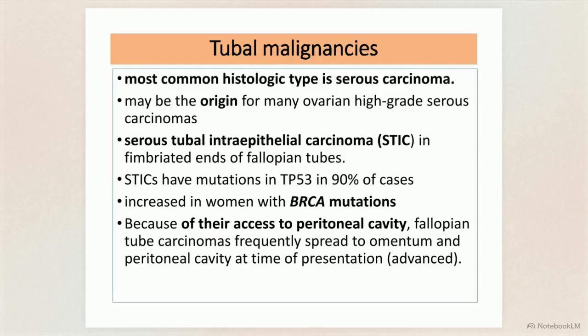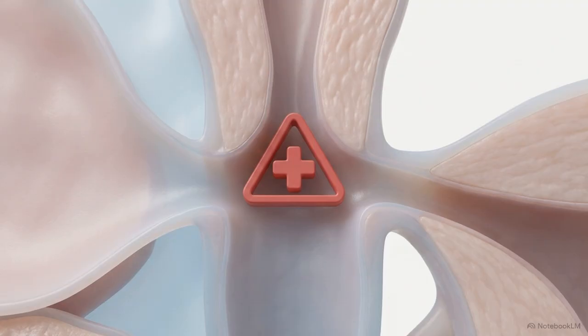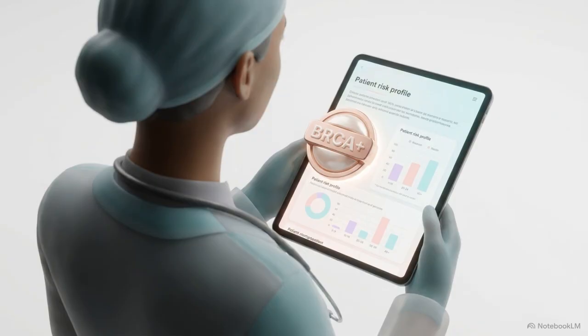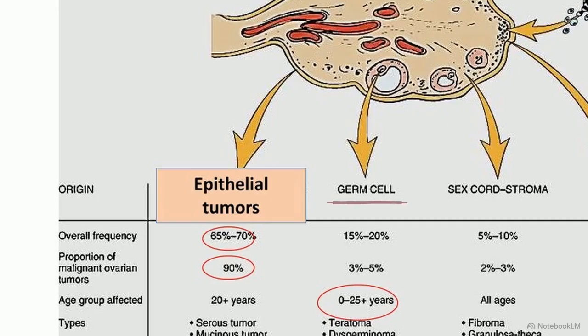This slide outlines the genetic proof linking these sites. STICs share the exact same TP53 mutations found in 90% of high-grade ovarian carcinomas. Beyond serving as the origin point for these malignancies, the fallopian tube is also the primary site for ectopic pregnancies, making it a critical structure in multiple severe gynecologic conditions. Reclassifying these malignant tumors as tubal in origin significantly alters how oncologists assess patient risk, especially for women carrying inherited BRCA mutations. Returning to the classification chart, we find the germ cell tumors.